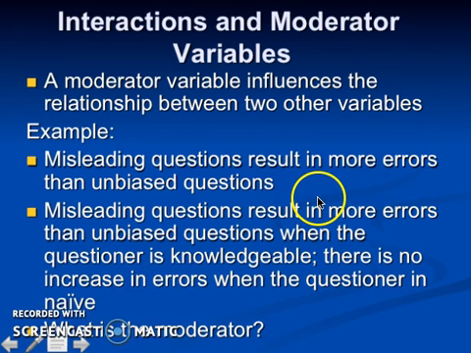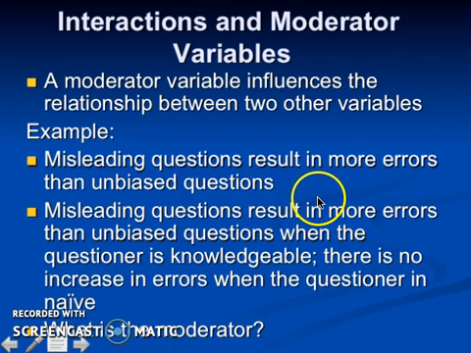And the difference is, if you put this in a model and say you had one independent variable being the misleading questions versus the unbiased questions, and then the other independent variable being the questioner, you would see that interaction effect with the data, right? You would see that when the questioner is naive, the values are probably very similar for errors. When the questioner is knowledgeable, that's when you're seeing more errors in responses. So the misleading questions are now having more errors only when the questioner is knowledgeable. So that's the interaction effect.